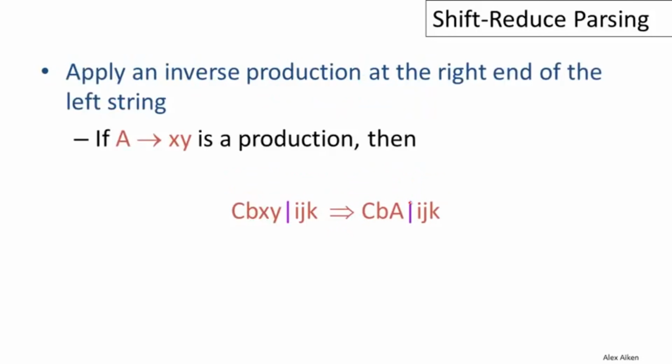And then a reduce move is to apply an inverse production at the right end of the left-hand string. So if we have a production, A goes to XY, and we have X and Y here immediately to the left of the vertical bar, so this is our focus point, and X and Y, the right-hand side of the production, is right there, then we can do a reduction. We can replace that right-hand side by the left-hand side. And this is a reduce move.